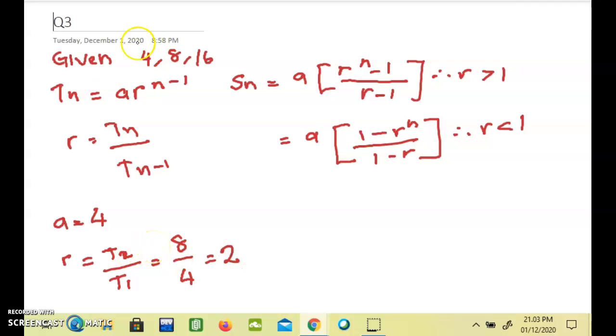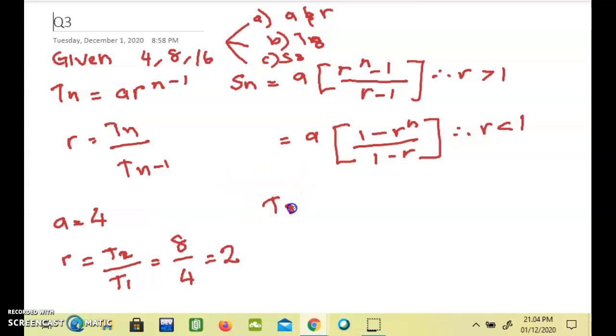Now say I want to find, so this is the question. Question A is to find A and R. Question B is to find T8. And then question C is for S8. Now this is the solution for question A. So question B is to find T8.